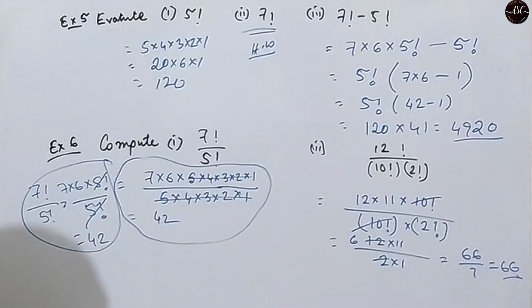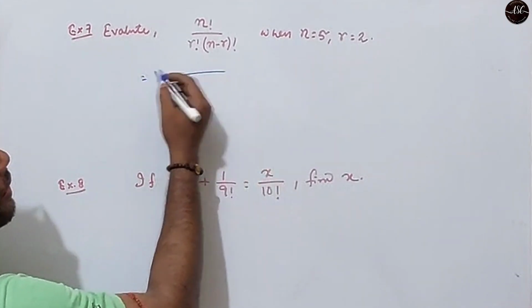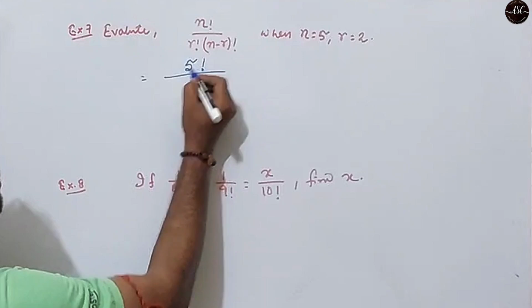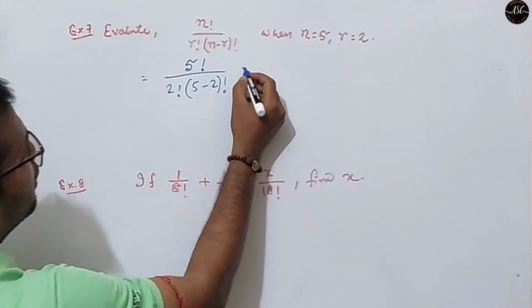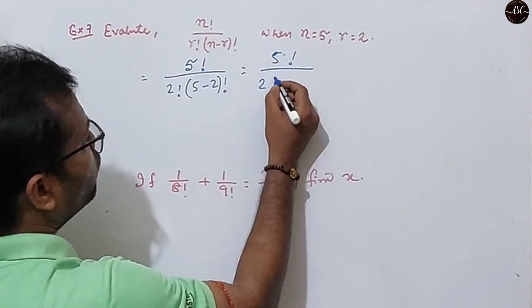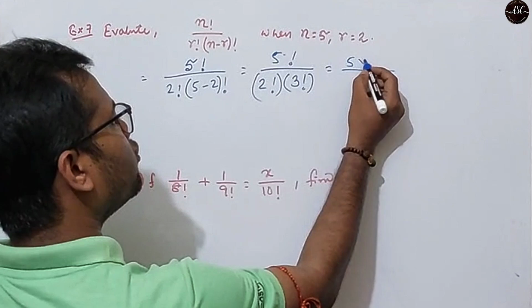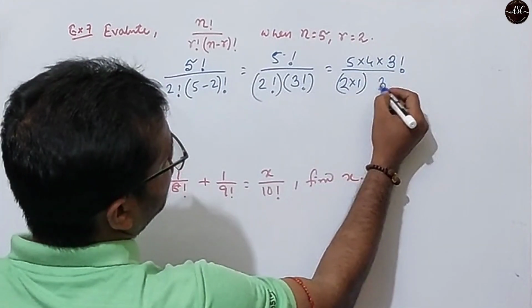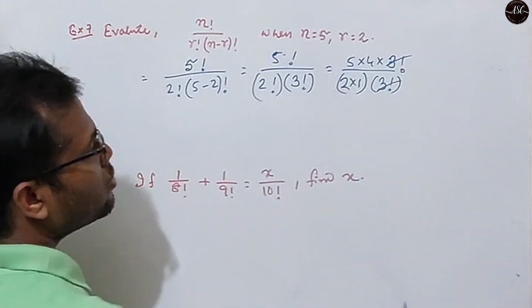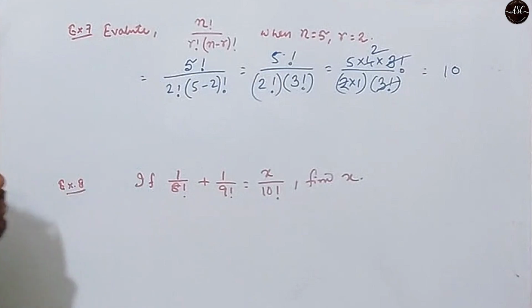Look at this example. Evaluate n factorial divided by r factorial into (n minus r) factorial when n equals 5, r equals 2. Just putting the values of n and r, we have 5 factorial divided by 2 factorial, and here 3 factorial. 5 factorial equals 5 into 4 into 3 factorial, and 2 factorial equals 2 into 1. The 3 factorial cancels out, and 2 and 4 cancel, leaving 10. 10 will be the answer.